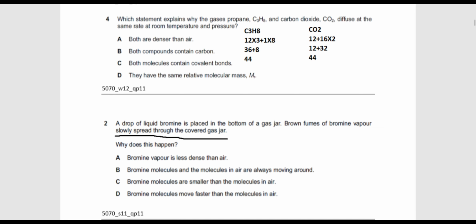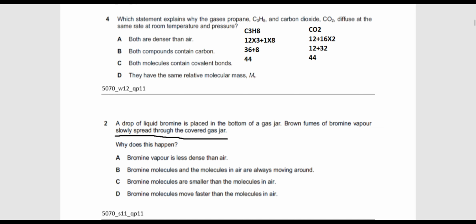The next question asks us that a drop of the liquid bromine is placed in the bottom of the gas jar. Brown fumes of bromine vapor slowly spread through the covered gas jar. Why does this happen? Slowly spread through the covered gas jar means they are again using the concept of diffusion. Of course, we know in diffusion the particles are in constant random motion. So let's see which option is correct.